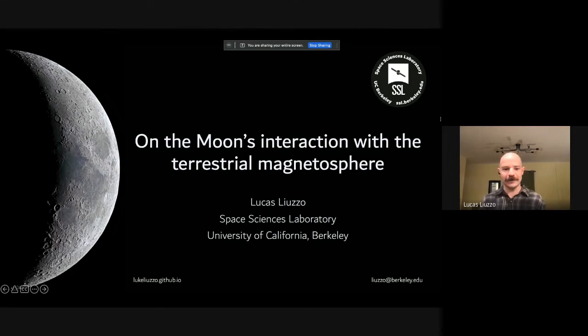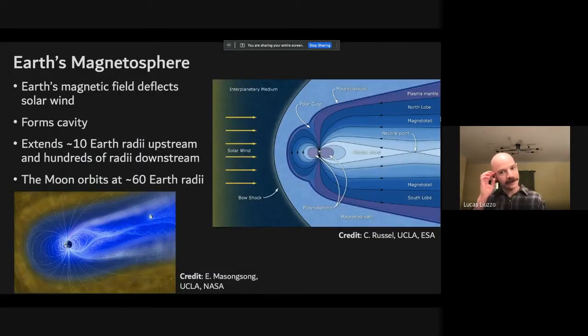Okay, great. So yeah, I'm here today to talk about the moon and its interaction with Earth's magnetosphere. And just to give you a little background for those of you who may not be too familiar, a magnetosphere is essentially formed by the interaction between some kind of magnetized obstacle and its plasma environment.